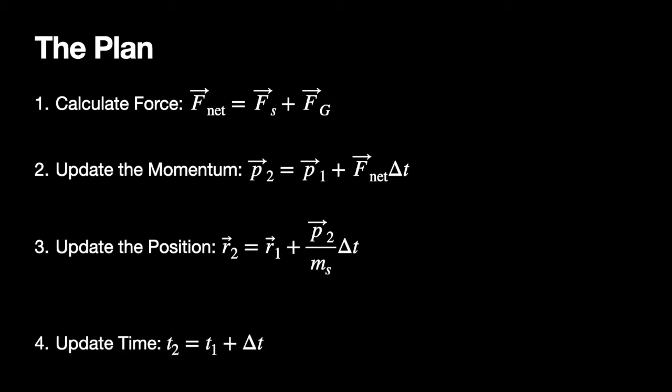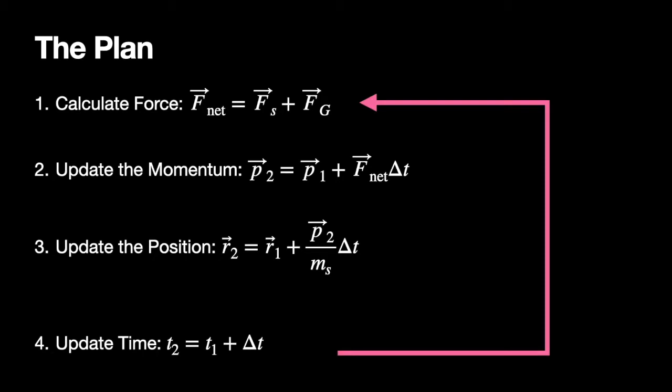Finally, I need to update time, because I need to move to the next time interval, so I want to update the time. I may not need that time, but I'm going to do it anyway. After that, you just go and do the whole thing again. You just repeat this until you get what you want, which is really far away.